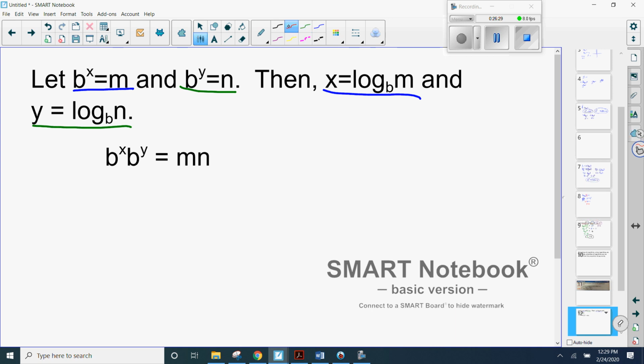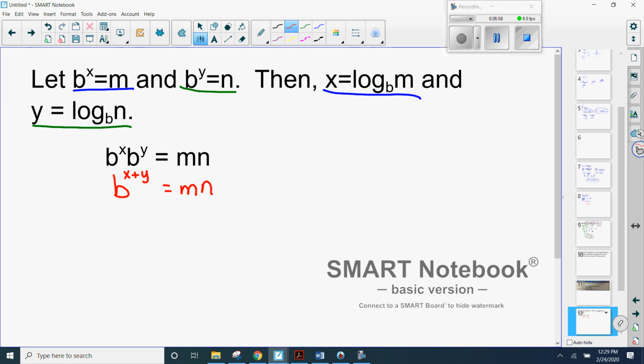What do you know about b to the x times b to the y? That's the same thing as b to the x plus y power, just adding the exponents together. Are we okay with that step? All right. Let's look at some logarithmic formats then.